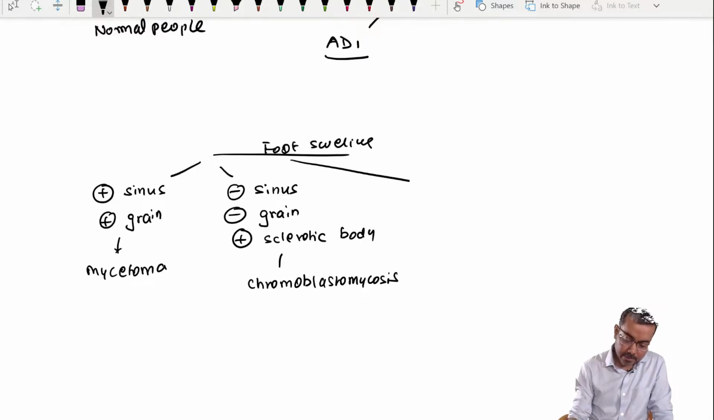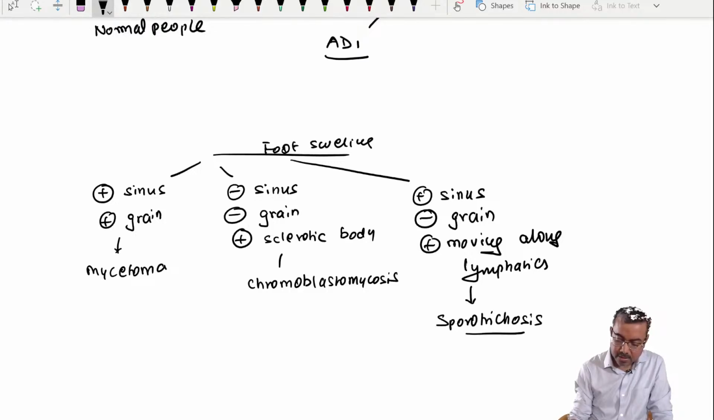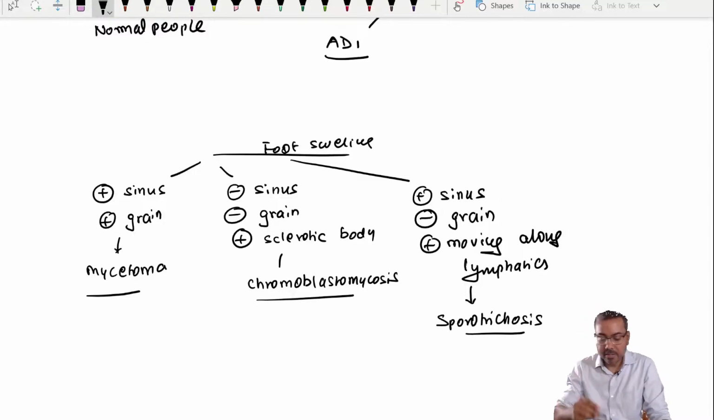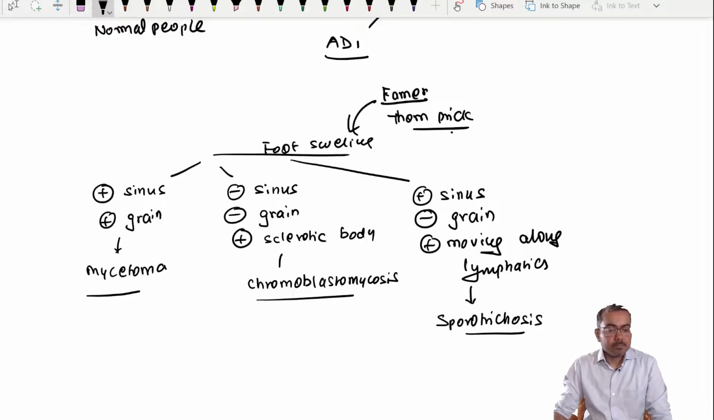If the foot swelling is with a sinus, without a grain, plus moving along the lymphatics, that's going to be called sporotrichosis. That's it. You just have to know these three. This foot swelling is usually in a farmer, and it's going to be after a thorn prick. Clear? Everybody okay?